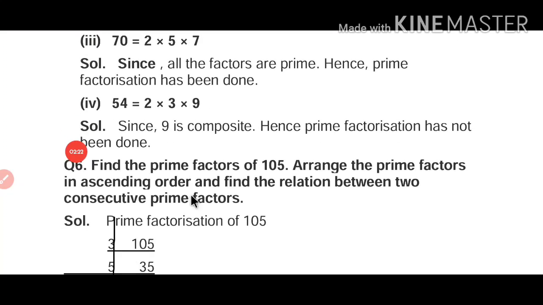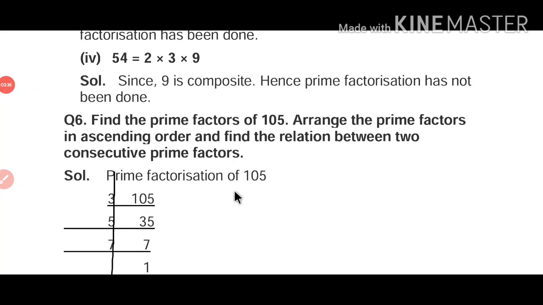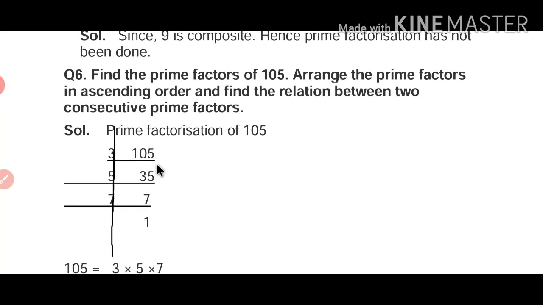Now question number 6. Find the prime factors of 105. Arrange the prime factors in ascending order and find the relation between two consecutive prime factors. So first we have to find the prime factors of 105. It means we have to find the prime factorization. As you can see, 105 is an odd number, so it is not divisible by 2. So we'll check it by 3.